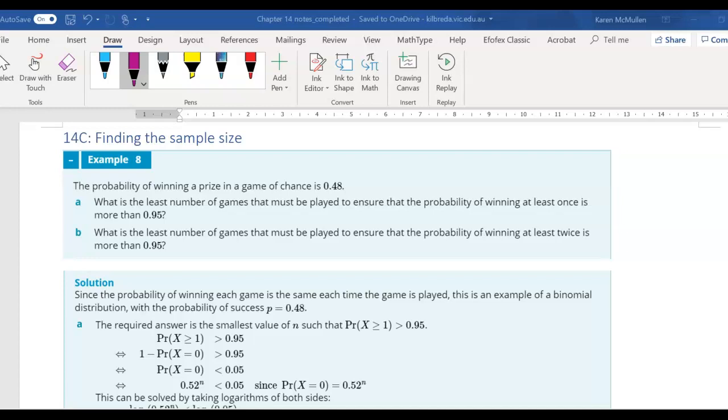Hi everyone, in this video we're going to go through 14C, finding the sample size. Basically what this means is we're finding n. So remember that n is your number of trials.